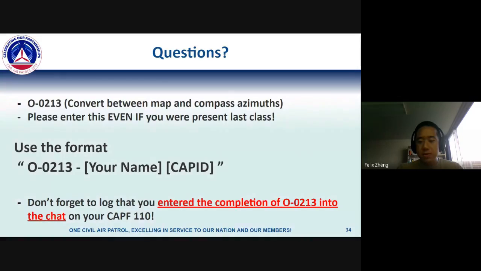Wait for a couple more seconds for people to get their names and the task number in the chat and to log everything down.